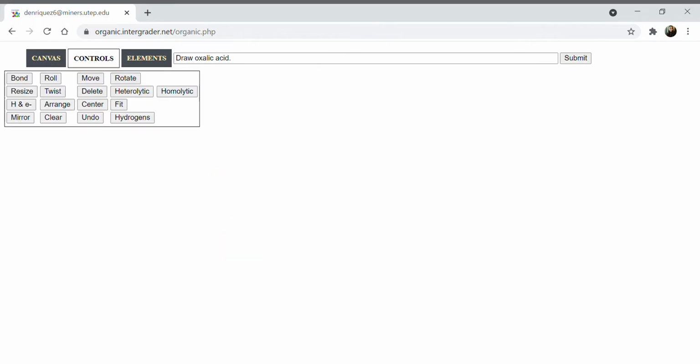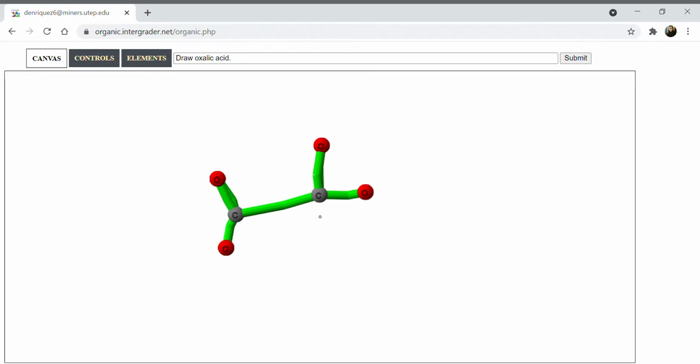Oxalic. Okay, so this is one of the common names, and those are the ones that really kind of confuse me. So I did a lot of Googling, but basically this is just ethanedioic acid. So I'm going to do my 2-carbon chain, add my oxygens on both sides. I'm going to go ahead and delete one because I did it wrong. Okay, so oxalic acid is just ethanedioic acid.